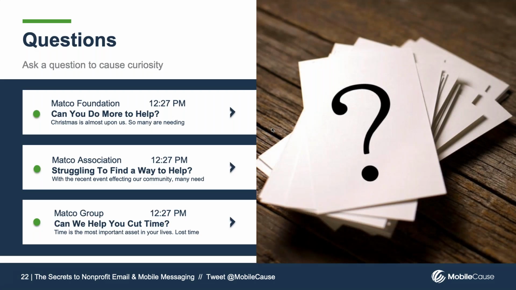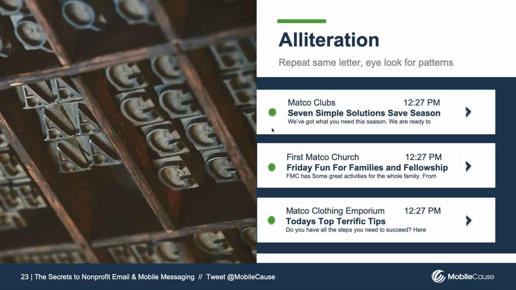A really great subject line to employ, and actually for me, a really easy one to do, that doesn't require a whole lot of creativity, is write your subject line as a question. Questions are really powerful because the answer can only be found by opening the email. Matco Foundation, can we do more to help? Matco Association, struggling to find a perfect way to help? Matco Association, can we help you cut time? You'll notice that I employed the word you in several of those, putting that problem or that solution in their minds, but by writing that subject line as a question, we're encouraging them to answer it by opening the email.